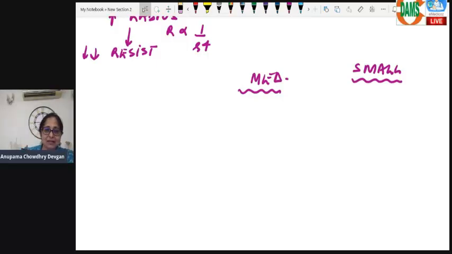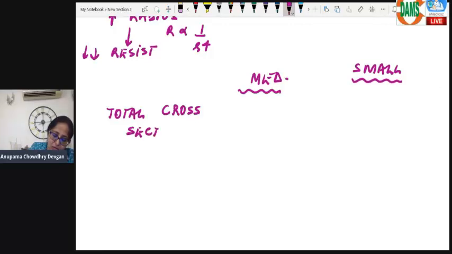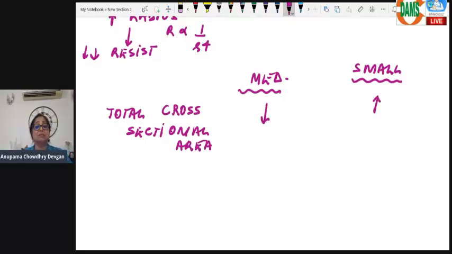Okay? Medium and the small. Let's compare. Why is the resistance higher in medium-sized airways? First, let's see what the total cross-sectional area is. Total cross-sectional area is lesser in the medium and higher in the smaller-sized airways.